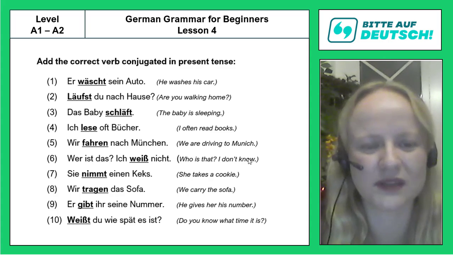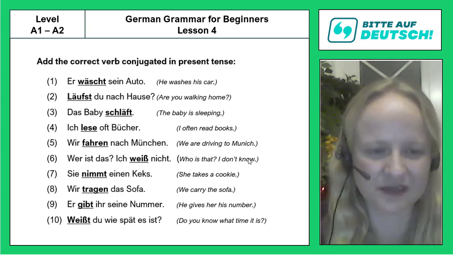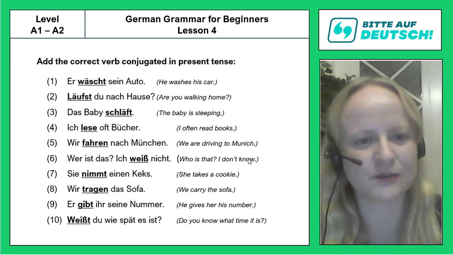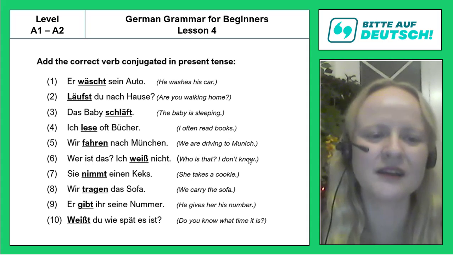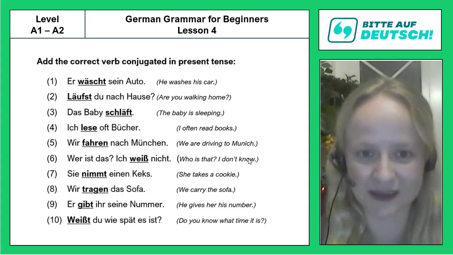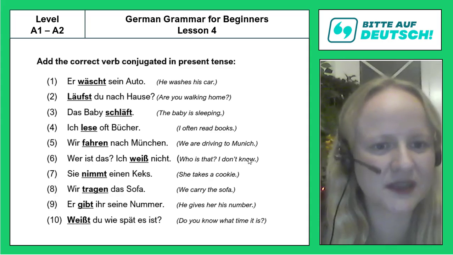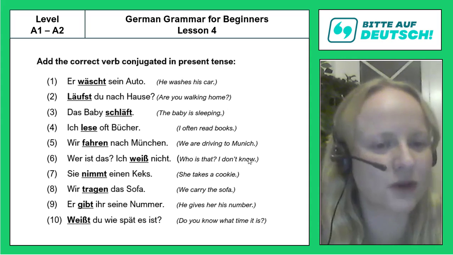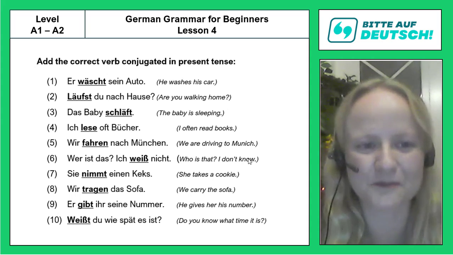Wäscht sein Auto is the conjugated form of the infinitive waschen. So we have a stem change and a vowel change from a to ä. Wäscht for second and third person singular, mind you, right? Because the plural forms and the ich forms normally do not contain that change most of the time.